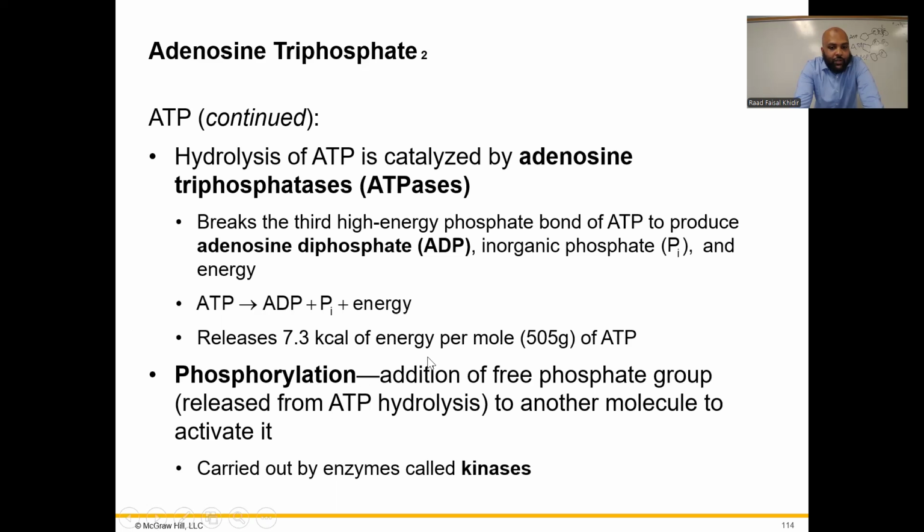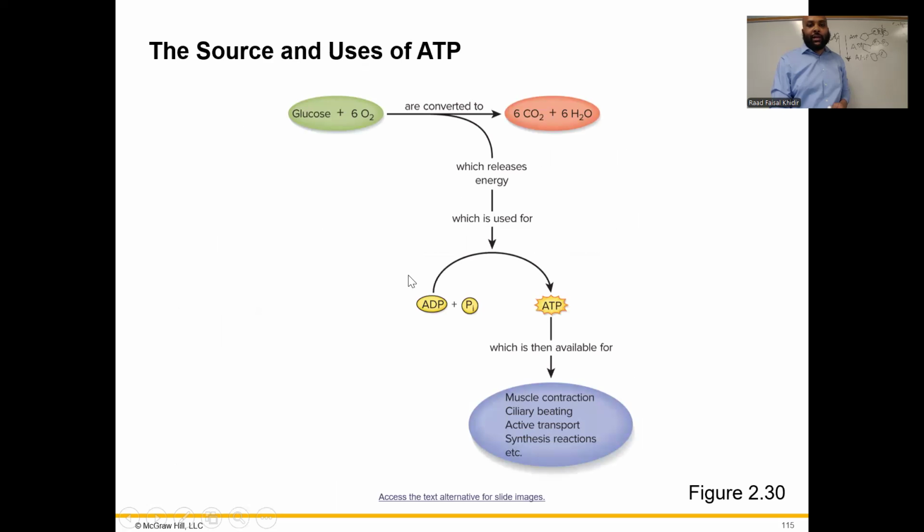Phosphorylation is the opposite of breaking down the phosphate. So if I want to go down, I go with catabolism. But if I want to go up, I want to add more phosphate. That is known as phosphorylation. So I add more phosphate, that's phosphorylation, that makes me go up. The process of adding a phosphate is mediated by an enzyme called a kinase.